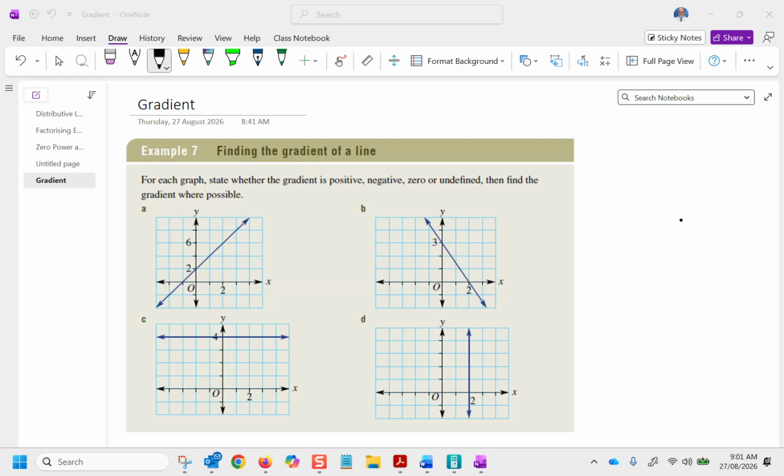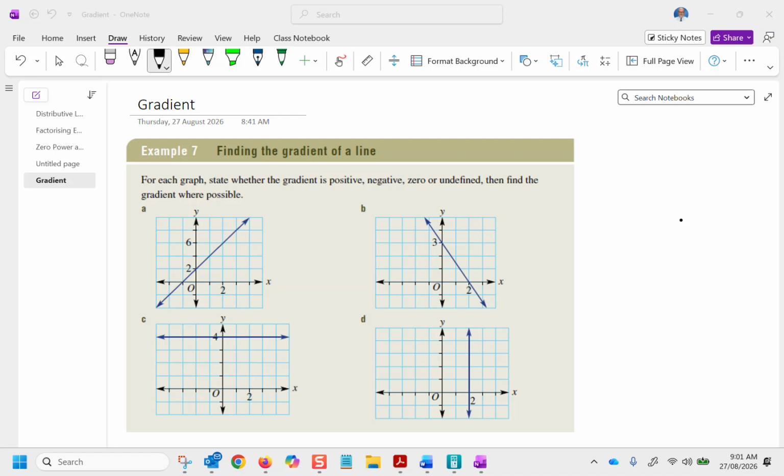So for this question we have to state whether the gradients are positive, negative, zero or undefined, and then where possible find the gradients. Let's begin with the first one. In the first one here I can see the line, as I read from left to right on the page, is rising.